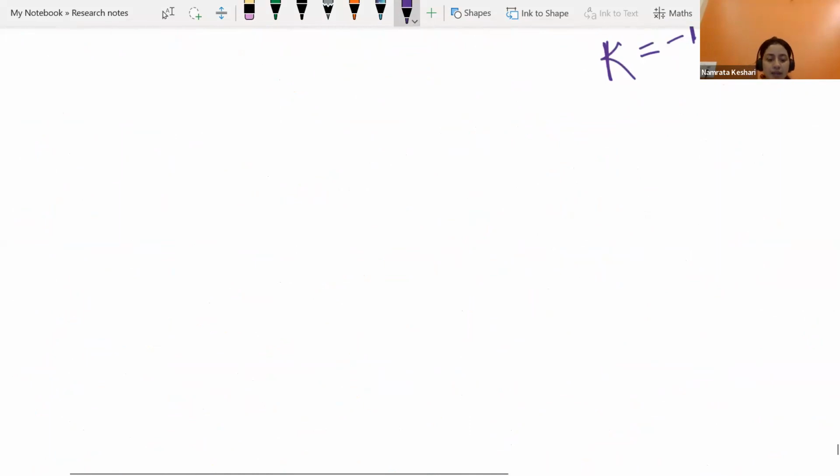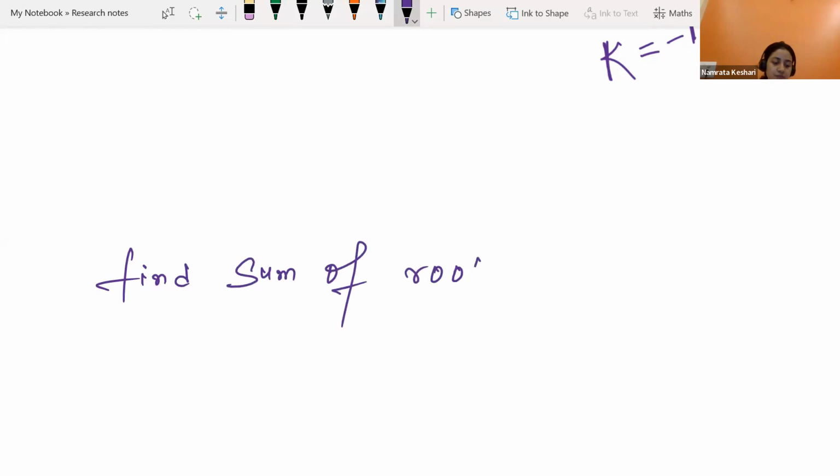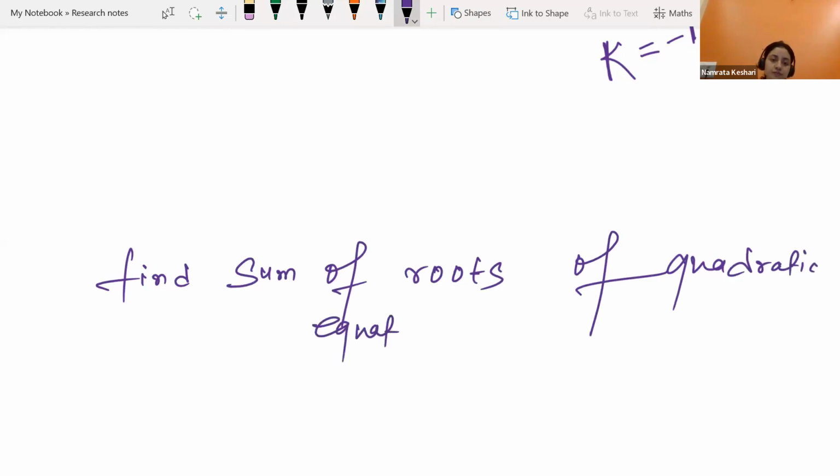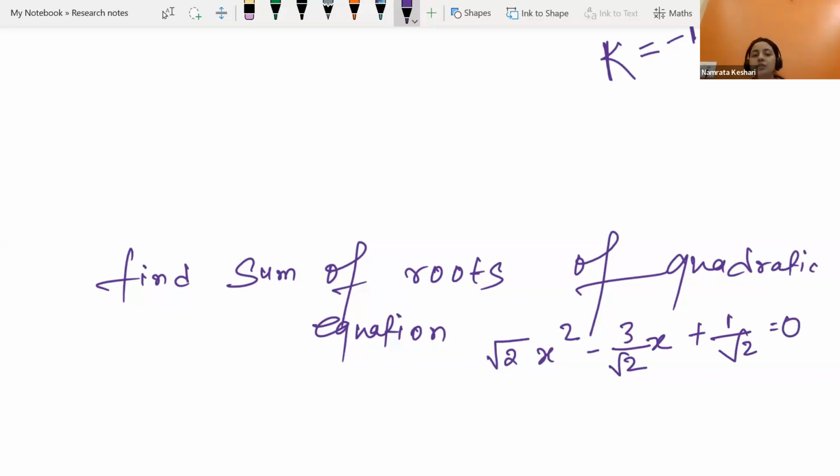Okay, so I'm giving one question. Try it at home. Please note it down. Find the sum of roots of the quadratic equation root 2 x squared minus 3 by root 2 x plus 1 by root 2 is equals to 0. Please note it down. I will stop sharing the screen.